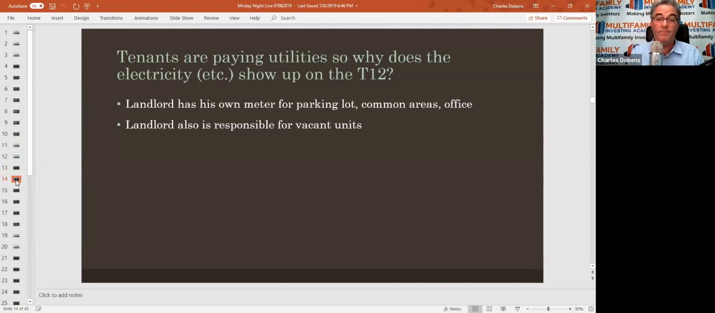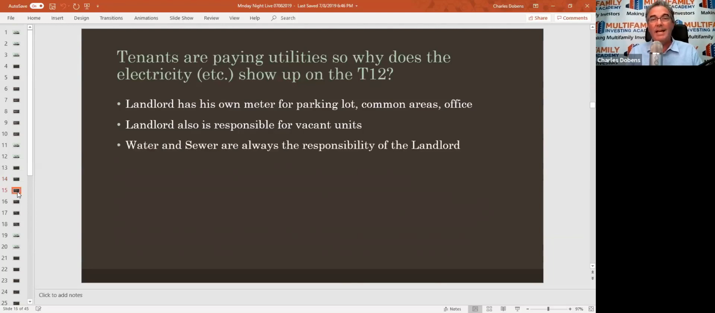Typically, what most utilities do is they give the landlords a special rate for those vacant units. Now, that's just talking about the electricity, but always remember that the water and the sewer are always the responsibility of the landlord. I don't mean that the landlord has to pay for it. You can always bill back for the water. I've done it on many of my properties, but the water and sewer bill is going to come to the main office, and you're going to pay that as the landlord.